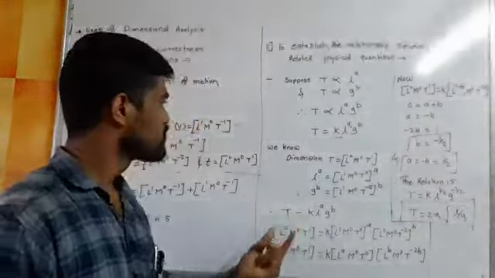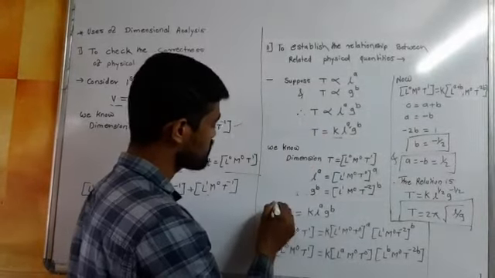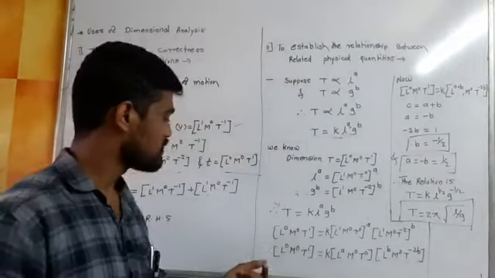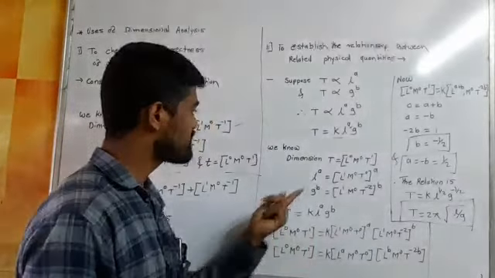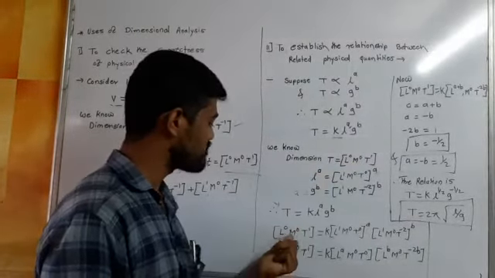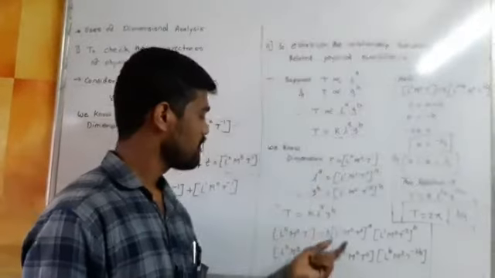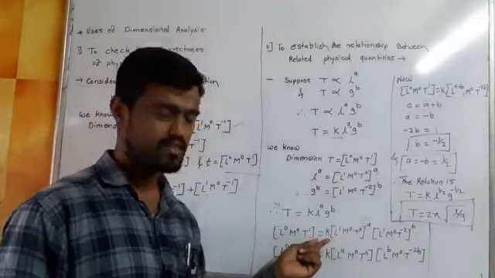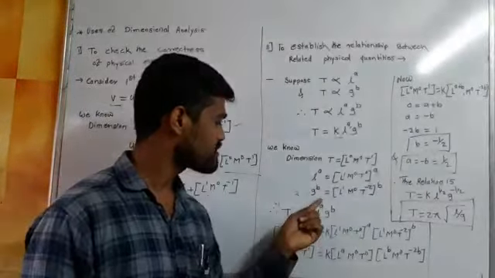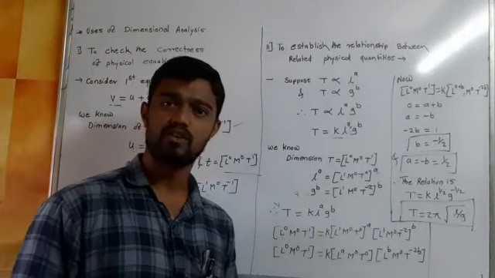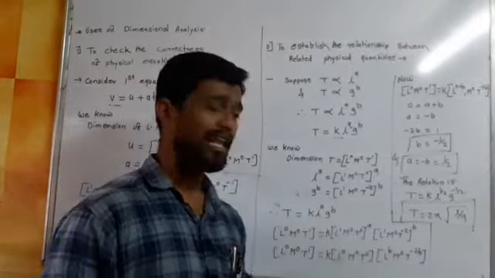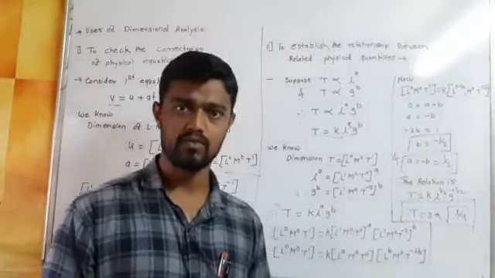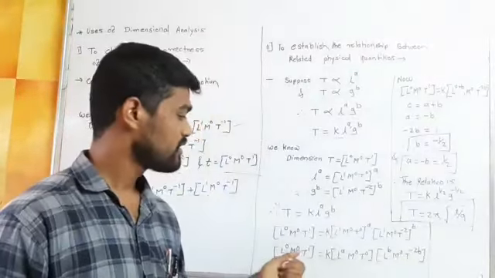Okay, so we have this formula, so I've written it here. Next, put the dimensions. The dimension of T is L0 M0 T1. K is a constant. Next, L raised to A, so [L1 M0 T0] raised to A, into [L1 M0 T raised to minus 2] raised to B.